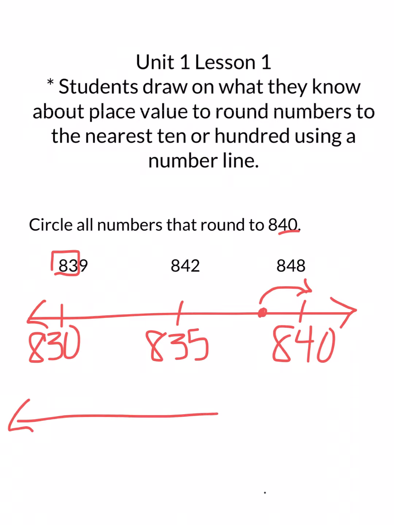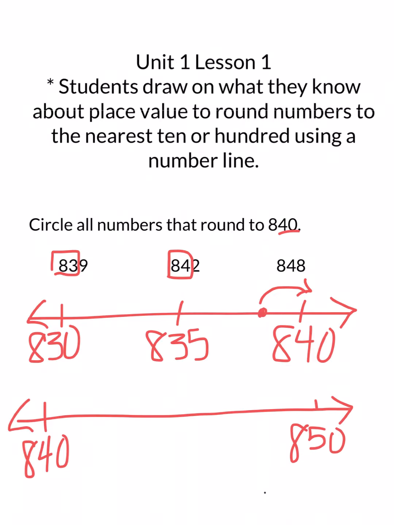We would then draw a number line for the next number, 842. There are 84 tens. Therefore, 840 is the first number. 850 is the second. The number halfway between those would be 845. 842 would be found somewhere on the left side of the midpoint. Therefore, we would say 842 rounds down to 840. And then finally, 848.